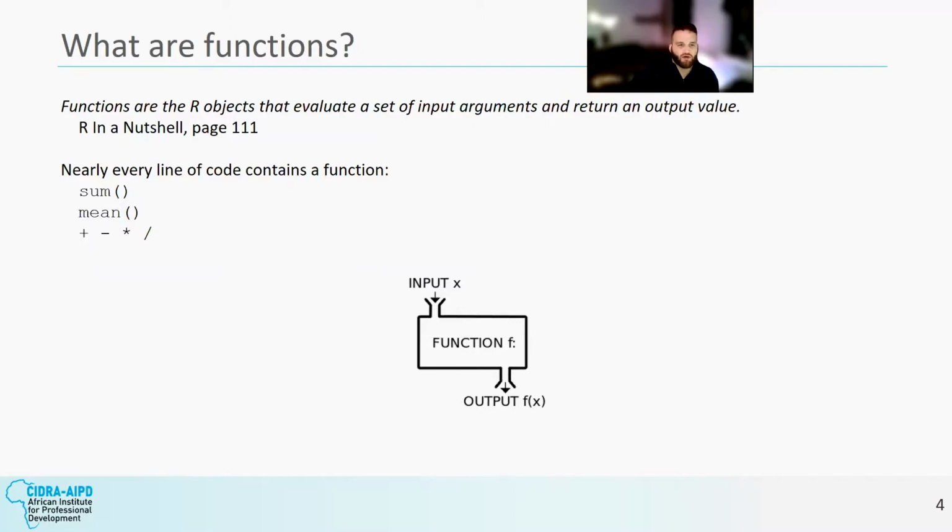So that might sound a little technical, but at this point, you've already seen functions very often. Nearly every line in R is going to actually have a function. So you might have seen sum or mean or even plus or minus, which are examples of particular types of functions known as operators. So really the basic idea behind a function is that some input goes into the function, some code is run within the function, and then there's some output.